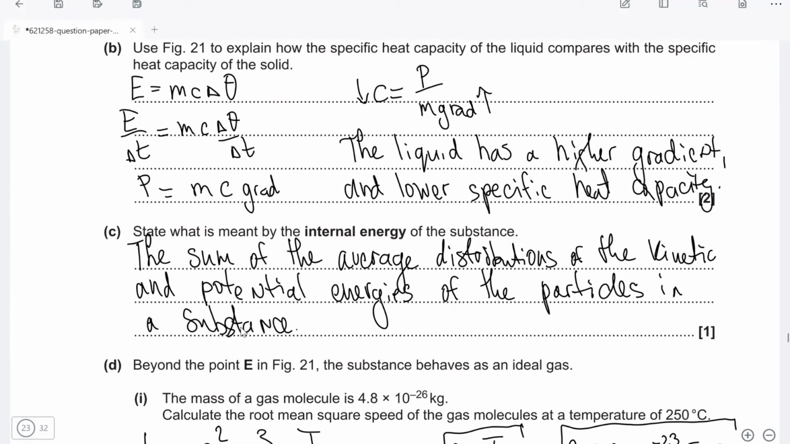State what is meant by the internal energy of a substance. That is the sum of the average distributions of the kinetic and potential energies of the particles in a substance. Quite a typical mistake would be to forget this statement of the particles or the molecules. You could also say that, but you need to mention that it's the sum of the average distributions of the kinetic and potential energies of the particles themselves in a substance.